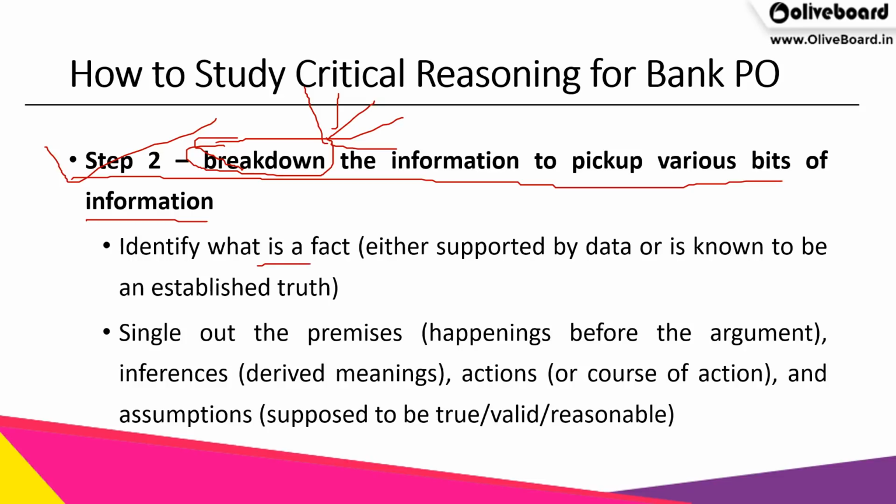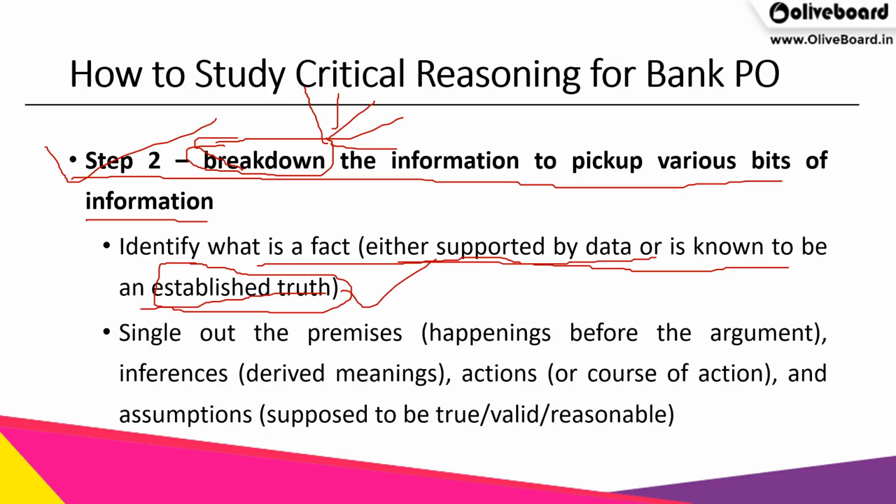Now identify what is a fact. It is either supported by data or it is known to be an established truth. Now what is an established truth? Established truth is water is colorless, sun rises in the east. Those are established truth. इसके लिए कोई proof देने की जरूरत नहीं है, सबको पता है, right? And if it is not an established truth, then it must be supported by data. Which data, sir? Sir, data that is in the case. Whatever is in the case, that is exactly your only source of information. You cannot go anywhere else.